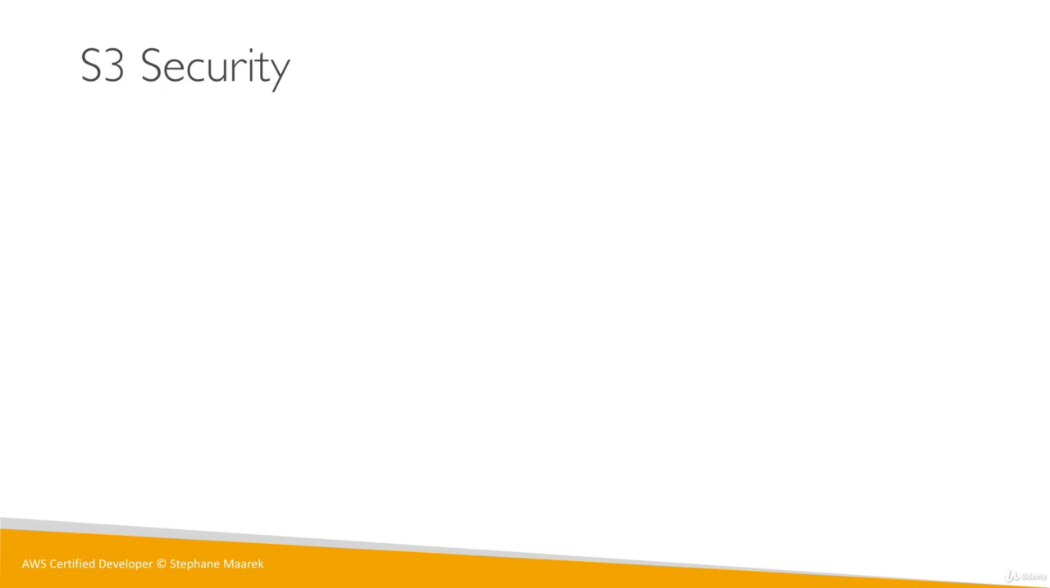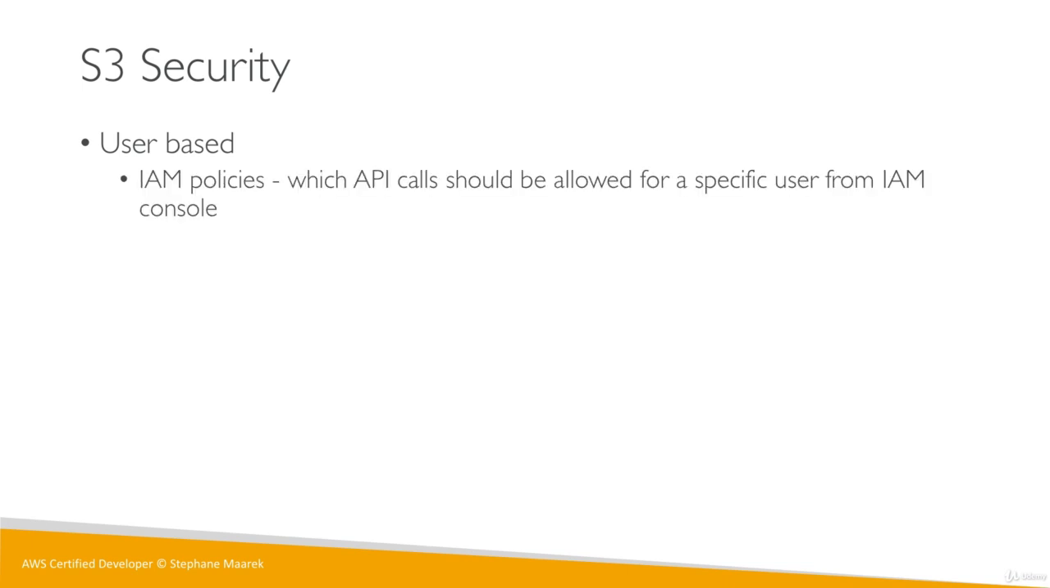Okay, now let's talk about S3 security. There are two types of security: user-based and resource-based. For user-based, you're going to use IAM policies. We haven't seen exactly how IAM policies work, but basically through IAM, we can restrict what the user will do against Amazon S3. Now, the more popular way to handle Amazon S3 security is called resource-based.